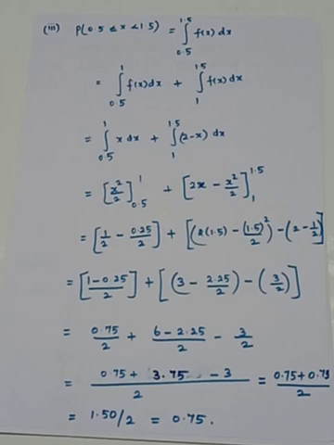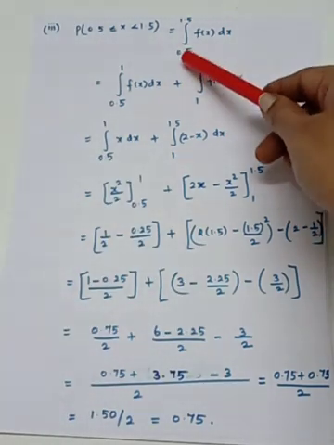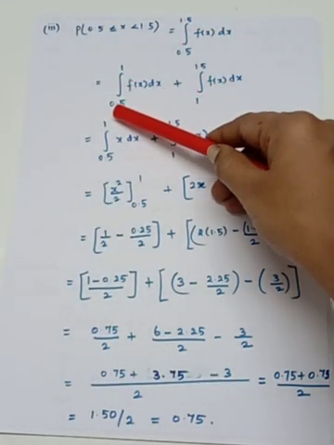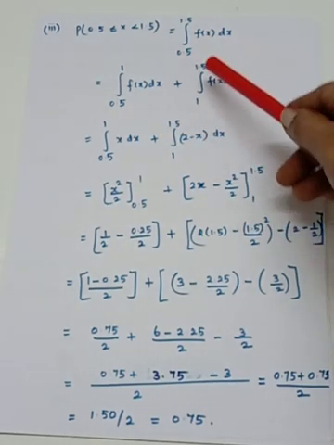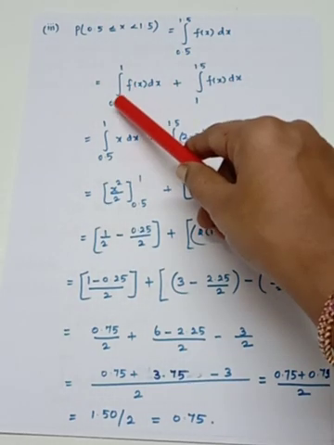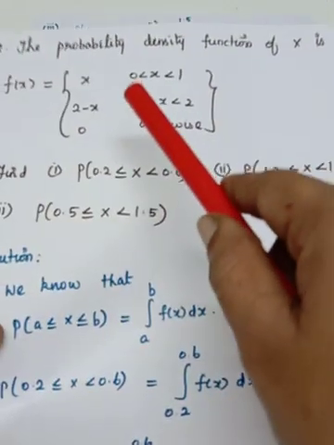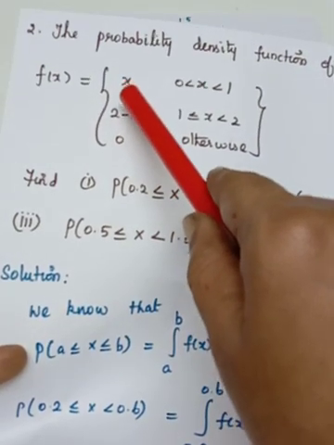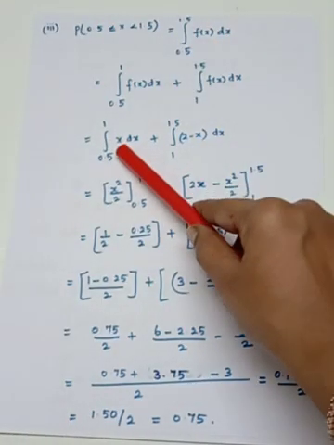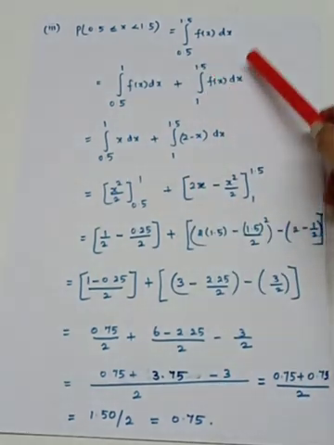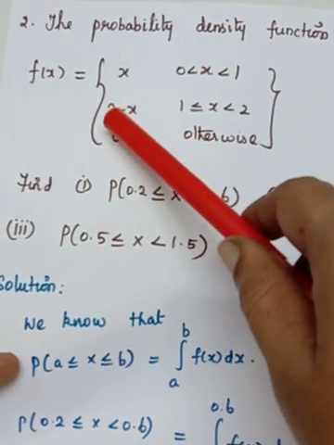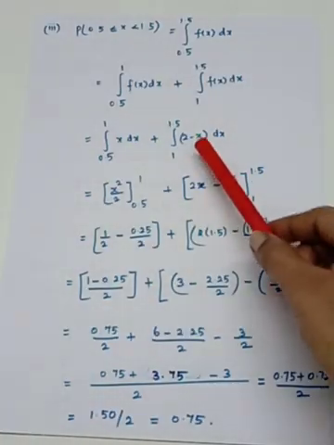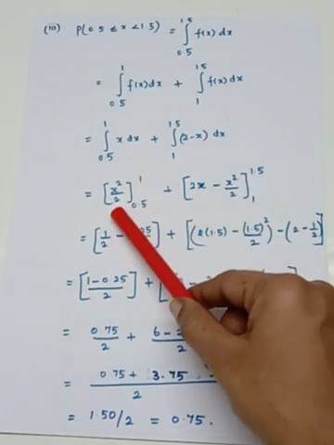So the lower and the upper limit are in different intervals. So how do you have to split this? First you have to write 0.5 to 1 f of x dx plus 1 to 1.5 f of x dx. For 0.5 to 1, those values are less than 1. So for that, your f of x you have to write as x. For 1 to 1.5, those values are greater than 1. So greater than 1 and less than 2, you have to use 2 minus x, and it has to be integrated.